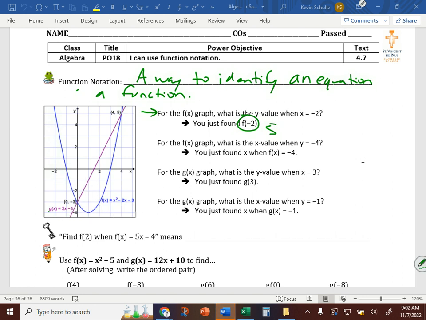For the f of x graph, what is the x value when y equals negative 4? So we're still dealing with f of x. We're still dealing with this parabola here. It says, what is the x value when y equals negative 4? So we go down to negative 4 on the y-axis. What is the x value when y is negative 4?